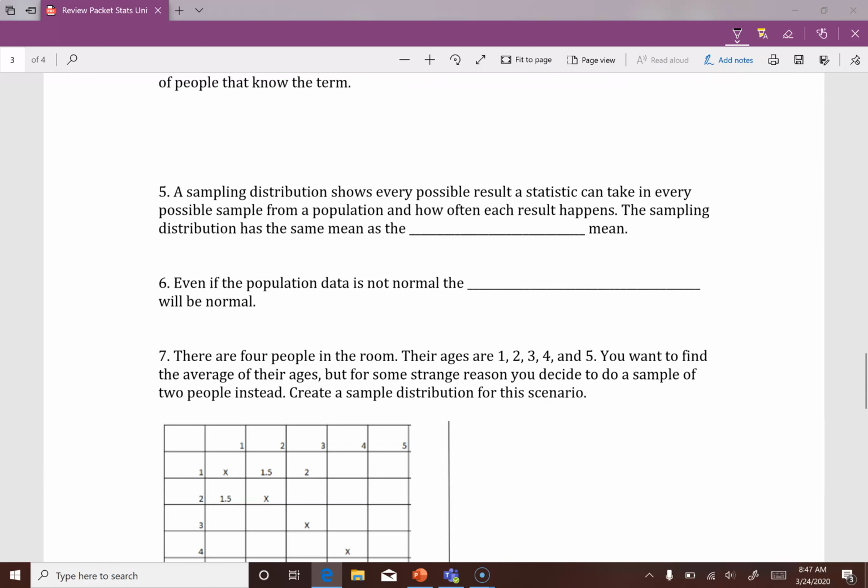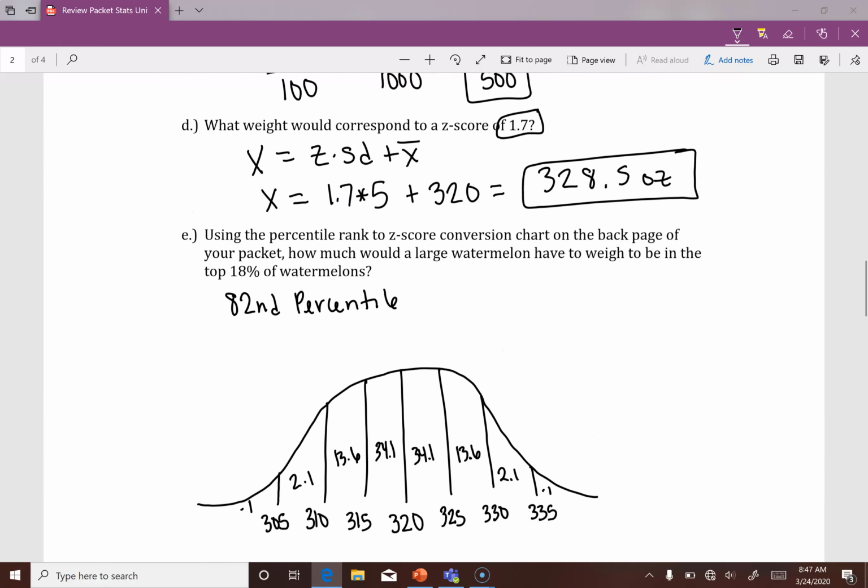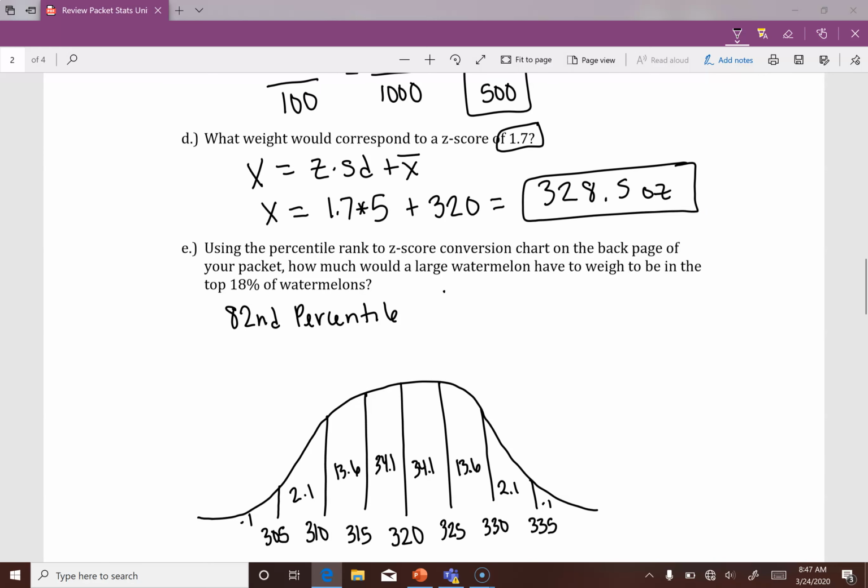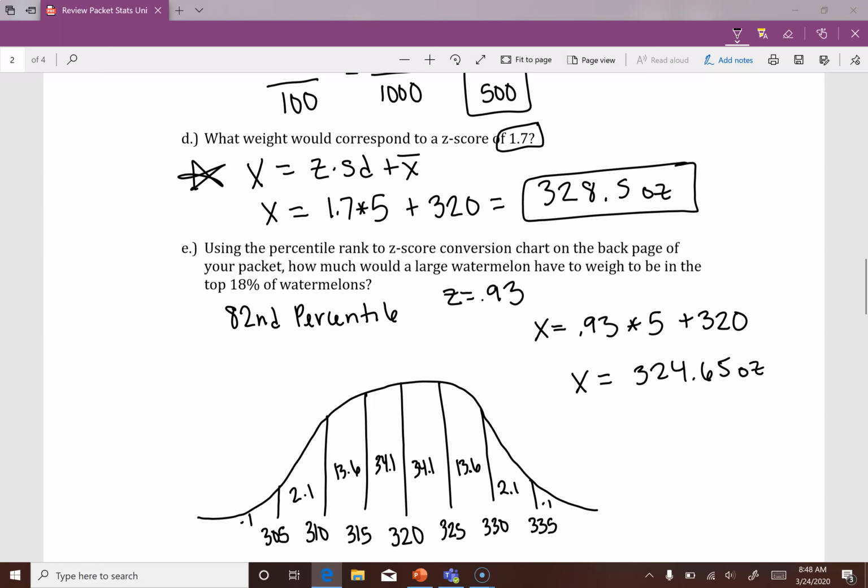All right, so I'm going to go back and complete this problem. So I have a z equal to 0.93, and now I can complete the problem. So I've got x equals my z, right? I'm using this formula right here. My z of 0.93 times my standard deviation of 5 plus my average of 320, and that gives me an answer of 324.65 ounces. All right, thanks for watching page 2.